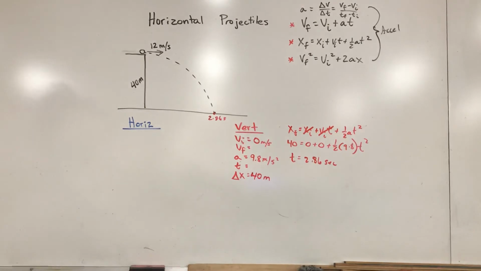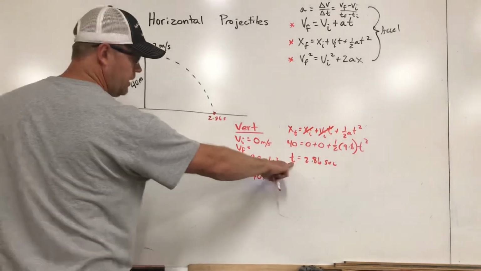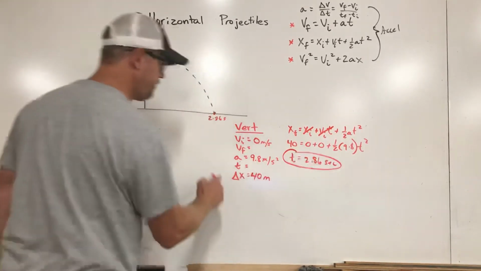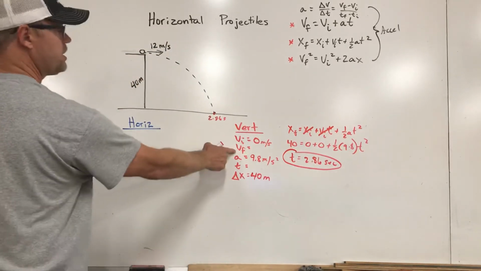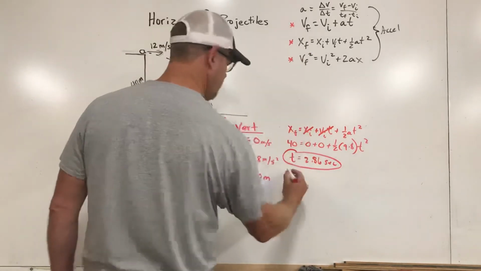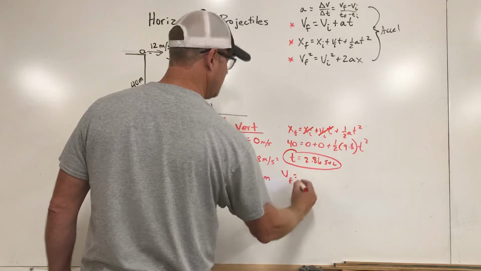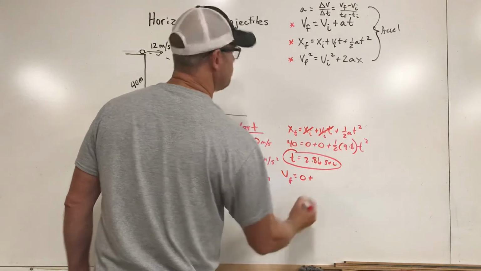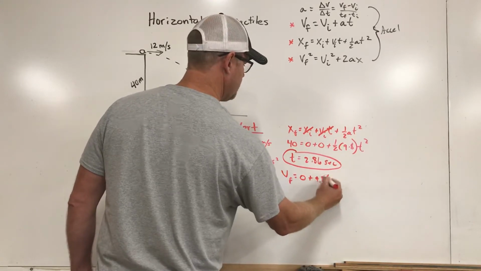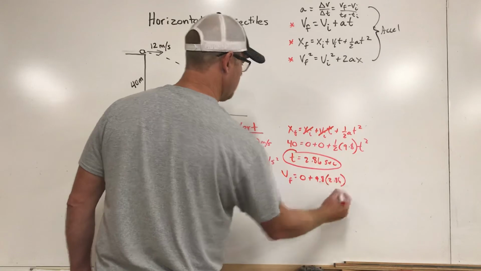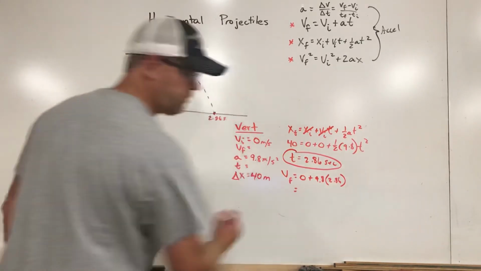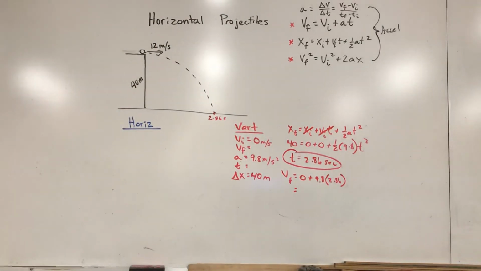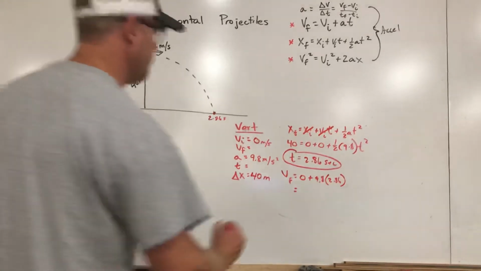All right? Now, that's time. I figured that one out. Could I figure out the final velocity also? Sure. I could plug that in right here. If I need to find the final velocity, I'm going to do initial velocity, which is 0, plus 9.8 times 2.86. That's how long it's in the air. And the final velocity, in this case, is going to come out to be 28 meters per second.